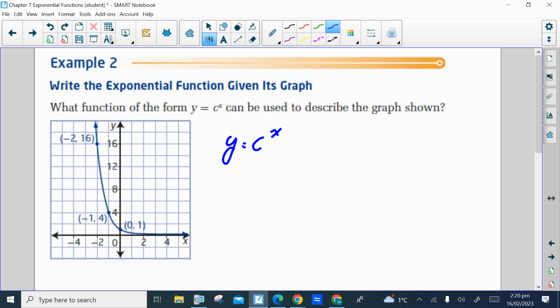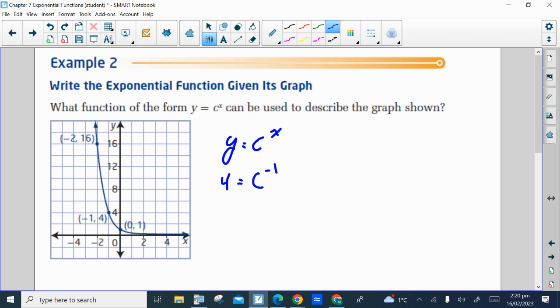The other reason for that is if you sub in the point (0, 1), you're going to have 1 on the left equaling c to the 0. Well, anything to the power 0 is also 1. You're just going to have 1 equals 1. c is going to disappear. You need to use one of the other points, which could be either (-1, 4) or (-2, 16). So I'll use (-1, 4). x is -1 when y is 4.